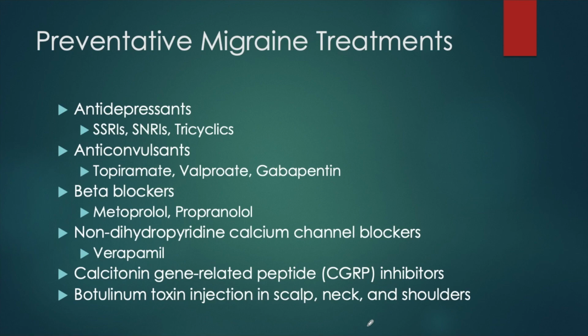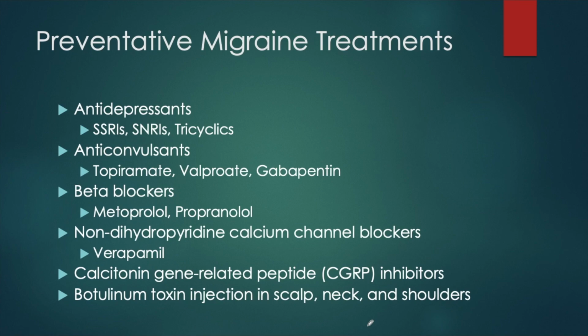Particular anticonvulsants, namely topiramate, valproate, and gabapentin, are effective for preventing migraines. Metoprolol, a beta-1 selective beta blocker, and propranolol, a non-selective beta blocker that blocks both beta-1 and beta-2, are both effective. The non-dihydropyridine calcium channel blocker verapamil can be used. Calcitonin gene-related peptide inhibitors are a new class of medications that can be used for migraine prophylaxis. Most CGRP inhibitors are monoclonal antibodies given by subcutaneous injection, but new small molecule CGRP inhibitors can be administered orally.